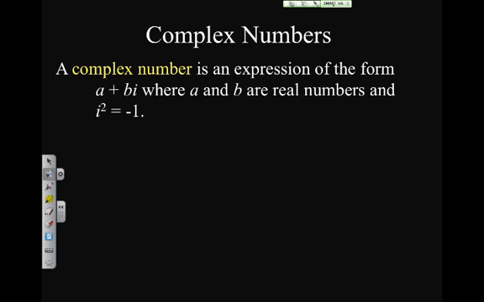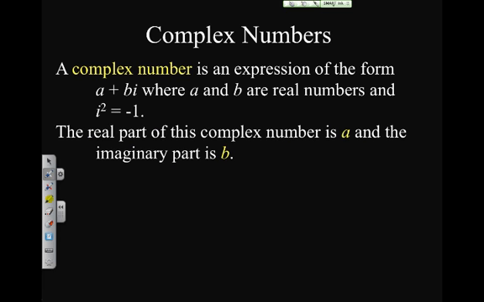Today we're covering section 1.4, where we begin talking about complex numbers. If you remember from Algebra 2, complex numbers are expressions that have the form a plus bi, where a and b are real numbers, and i squared is equal to -1. This is where we get into the idea of taking the square root of negative numbers, and this is how we deal with it, with this i.